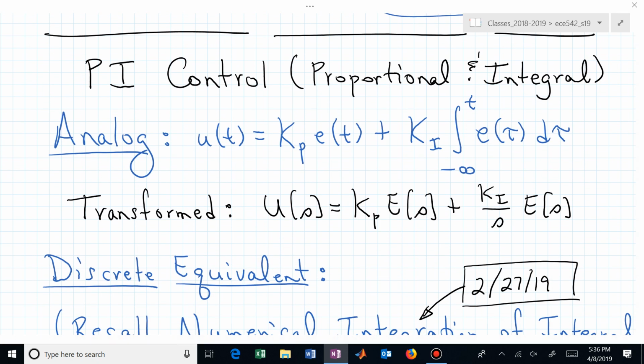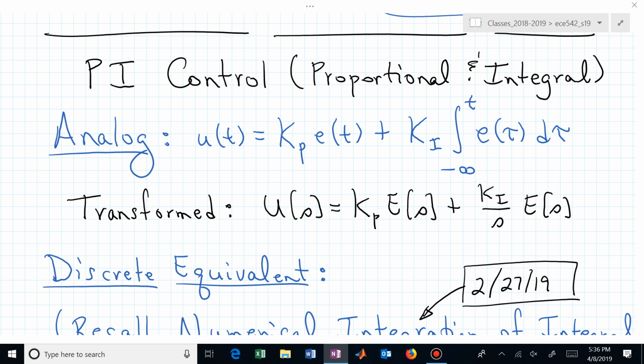PI control. Now we've added an I to the P. We now have a PI control, and in the analog sense, we now have a proportional term. It's proportional to the error signal E. The error signal is the same. It's just in the P term, we're scaling that error instantaneously with K sub P. In the I term, we're integrating that error, and now this is collecting information that's happened in the past, and we're using that to help us control the system.